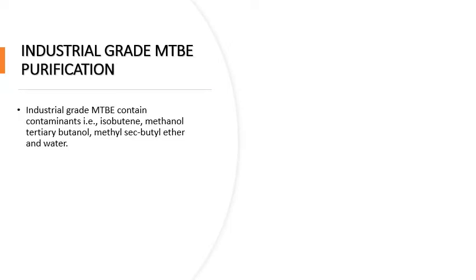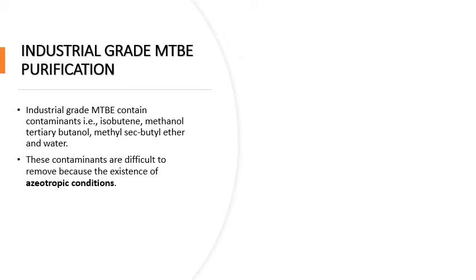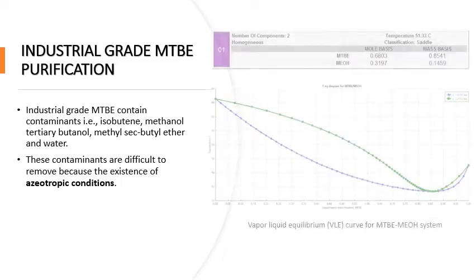Industrial-grade MTBE contains various contaminants such as unreacted isobutene and methanol, tertiary butanol, methyl sec-butyl ether, and water. These contaminants are difficult to remove because of the existence of azeotropic conditions. Take for example the MTBE and methanol binary system.